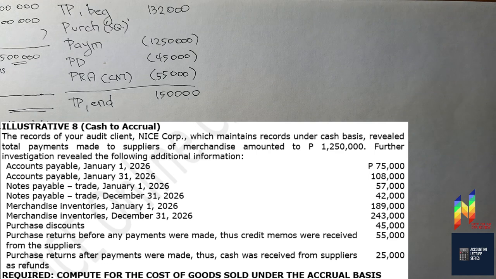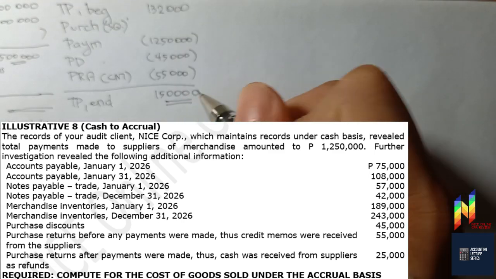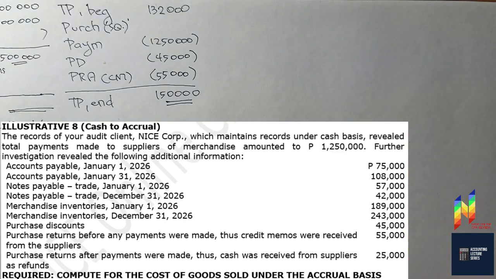Once again, when computing gross sales and gross purchases, only credit memos are used. But when computing net sales or net purchases, both credit memos and cash refunds are included. So here, purchase returns after payments were made, thus cash was received from suppliers, are not yet included in our computation. Because it is only needed in net purchases.